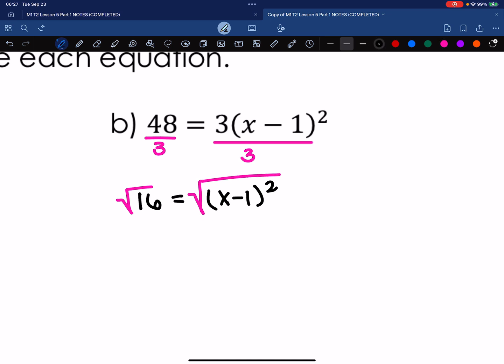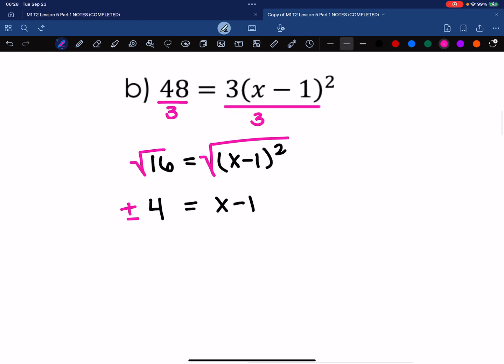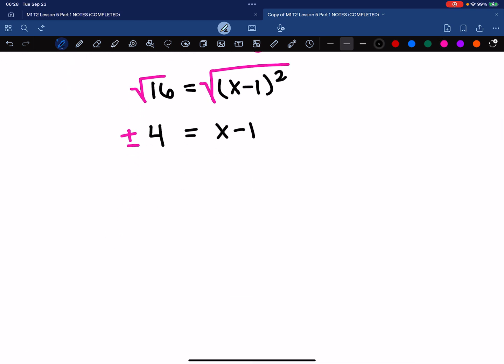When we square root the right side, you're just left with x minus 1 because the radical cancels out the exponent. On the other side, most people would say 4, but remember we're solving an equation, so you need the plus or minus. So now, in a situation like this, you need to split this up into two different equations because you're going to get two different answers when you solve. So our first equation is just going to be 4 equals x minus 1. Our second equation, we use negative 4 with x minus 1.